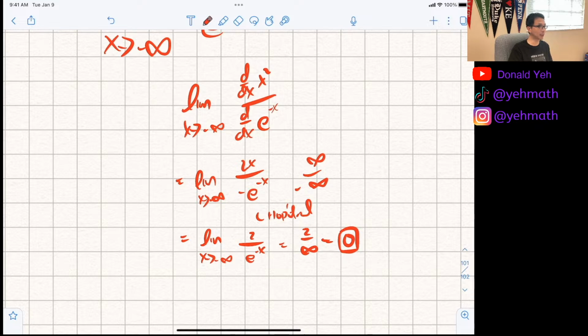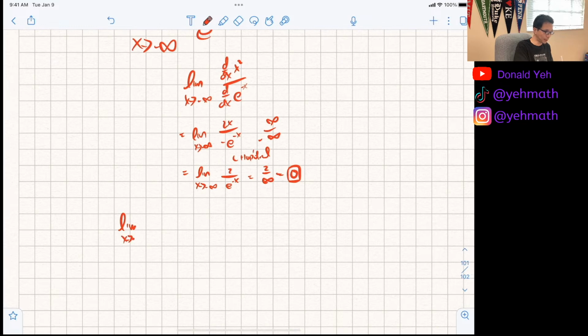Because if it's an indeterminate form, it doesn't matter if it's negative or positive. The negative is a coefficient. So it's still infinity over infinity, just a negative of that. So it's still indeterminate form. That's still equal to 0.